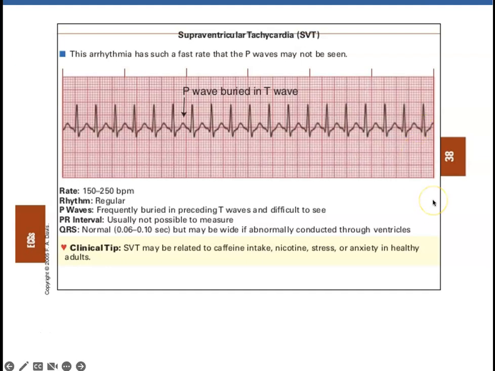This would be a time where you would probably give something called adenosine, which is a medication that slows things down through the AV node. What you're trying to do is get that AV node to put the brakes on and slow down what the SA node is telling it. Sometimes it works, sometimes it doesn't.